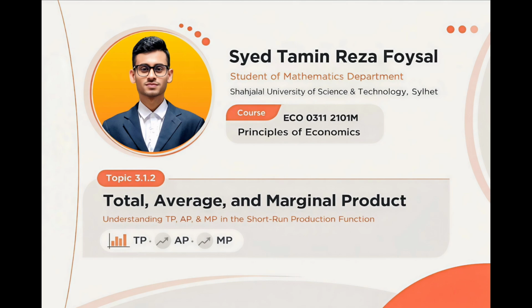Today I will be discussing total, average and marginal product. In this topic, we will explore some fundamental concepts of the short-run production function, specifically focusing on how output changes when we vary labor while keeping other factors fixed. We'll understand the meaning and relationship between total product, average product, and marginal product, and how these concepts help explain real world production efficiency. This topic is very important because it helps us analyze how firms make decisions regarding the use of labor and resources in the short run. So, let's begin our discussion.